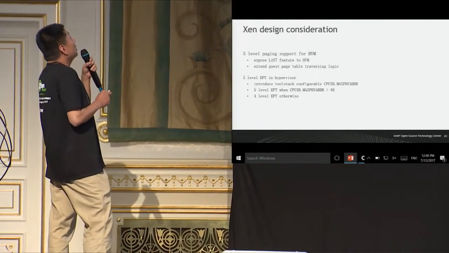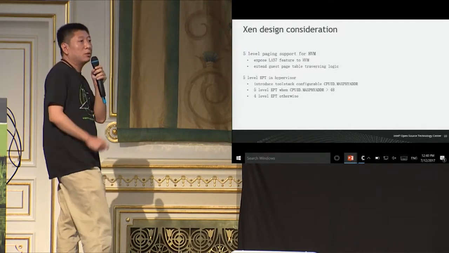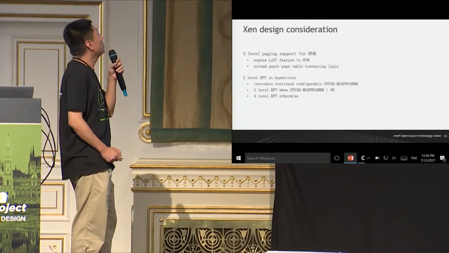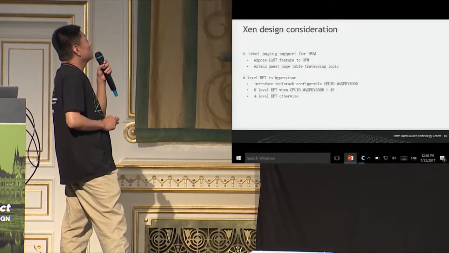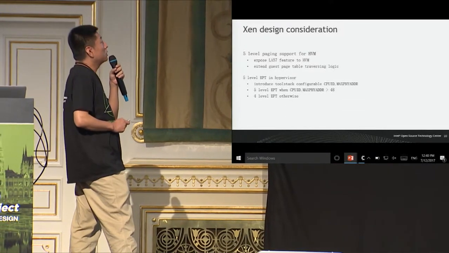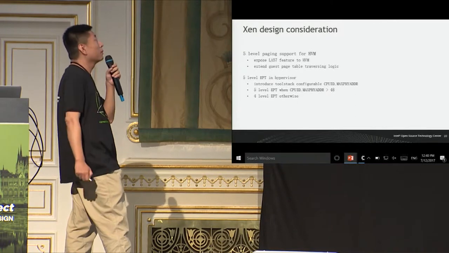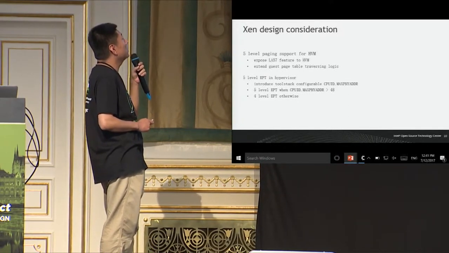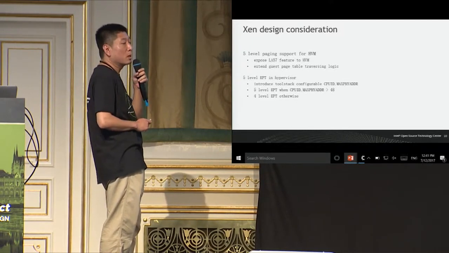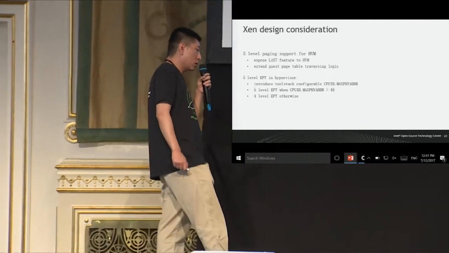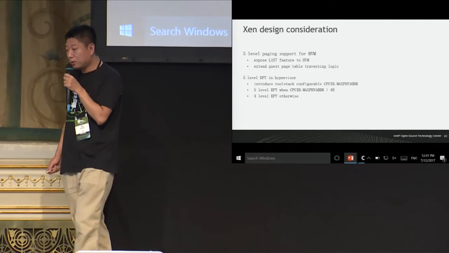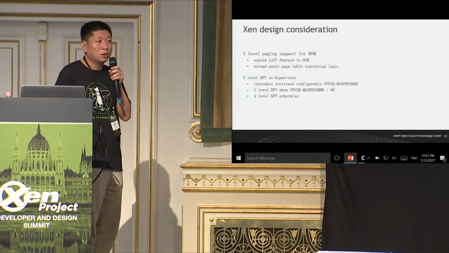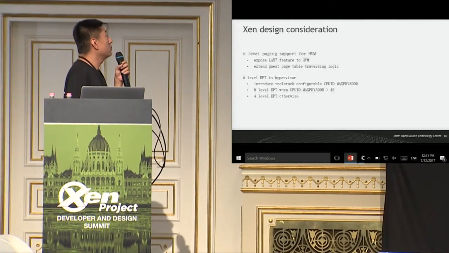So we just expose the LA57 feature to HVM with the CPUID enumeration, and we can extend the guest page table traversing logic. And in the hypervisor, we can introduce a toolstack configurable parameter, which is the maximum physical address exposed to the guest. I mean, only when the guest is exposed with a maximum physical address greater than 48 will the hypervisor choose to use 5-level EPT. So even if the guest is running with 5-level paging, as long as its guest physical address width is smaller than 48, we can still use the 4-level EPT, so that we don't need to worry about the performance downgrade.